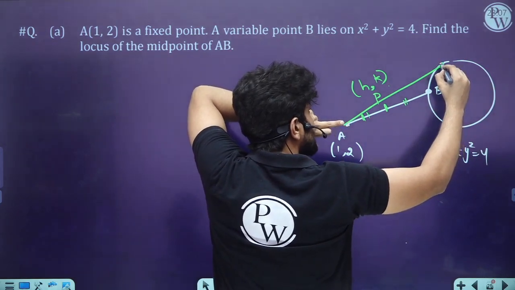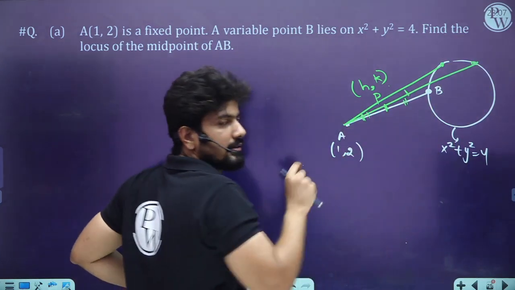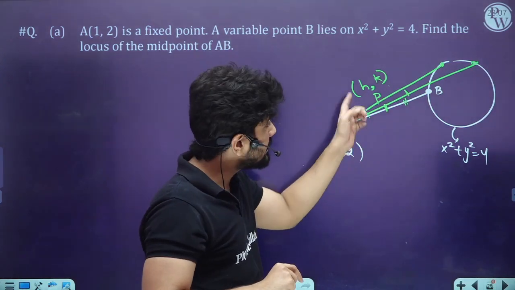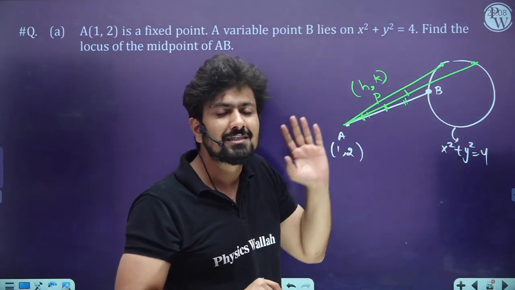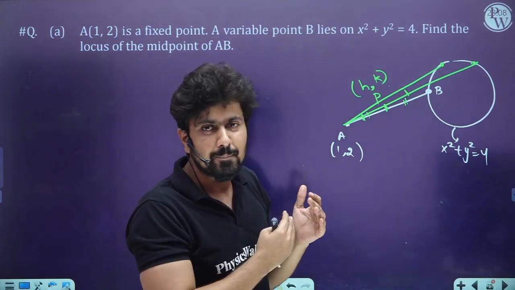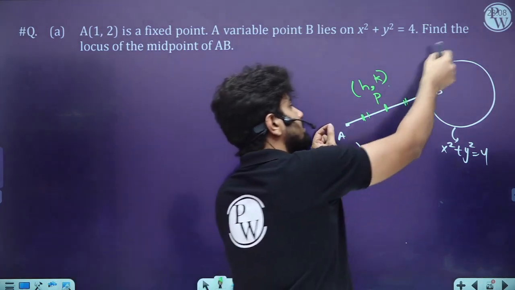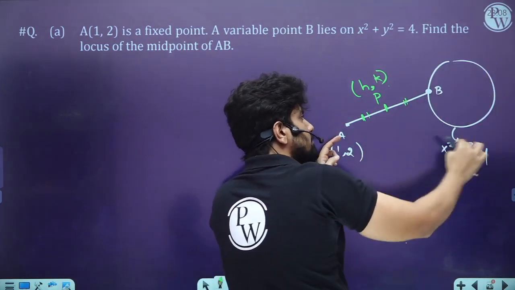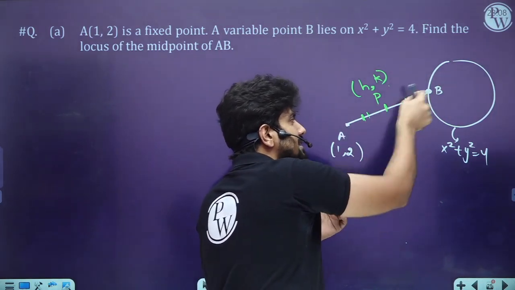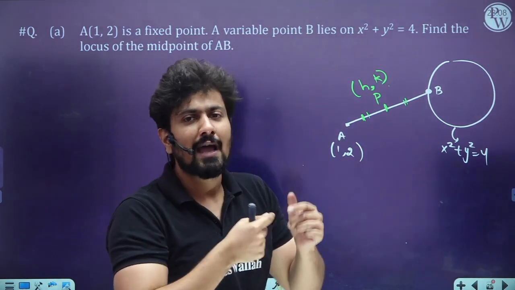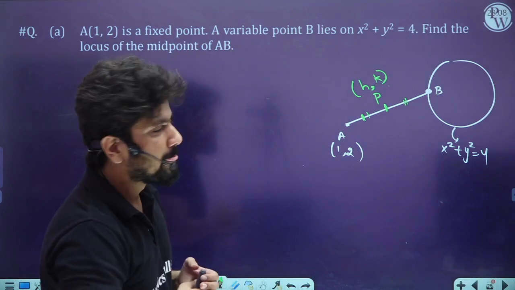B goes over here, this is the line segment. B goes over here, this is the line segment. So their midpoint is also moving. Their midpoint, which is P, is also moving. And what is the path in which this is moving? That is what we are looking to find. So I hope you get the picture: point B is moving, so this entire line segment AB is moving. Every point on this line segment is moving, and P is the midpoint of this line segment, which is also moving. What is the path in which this point is moving? This is the question.